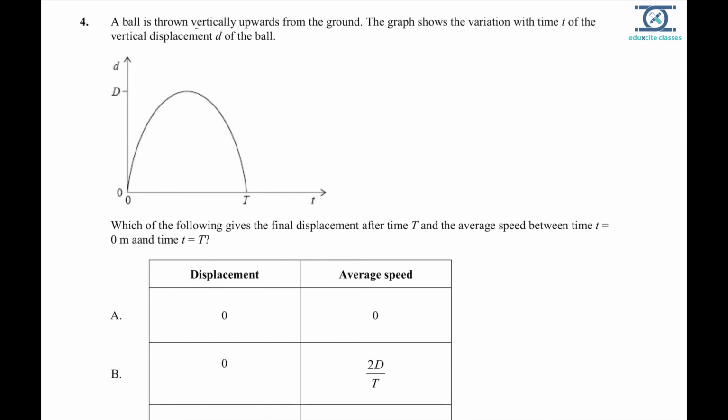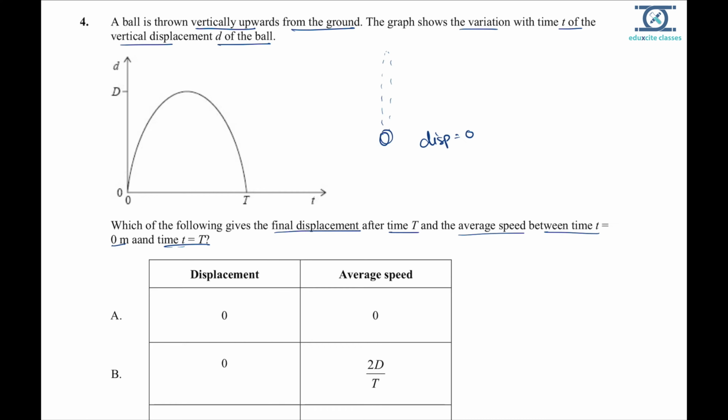A ball is thrown vertically upward from the ground. The graph shows the variation with time t of the vertical displacement d of the ball. Okay, which of the following gives the final displacement after time t and the average speed between the time t from 0 second to t equals to capital T? Now if you see, it is thrown vertically upward. So if a ball is thrown vertically upward, it will come back to the same position. So the displacement is nothing but the 0.